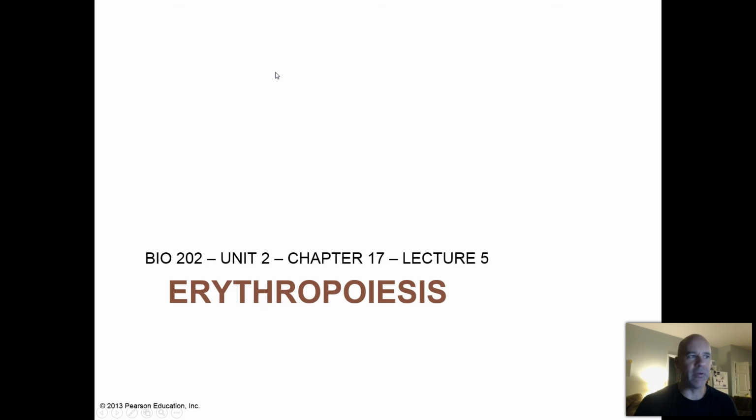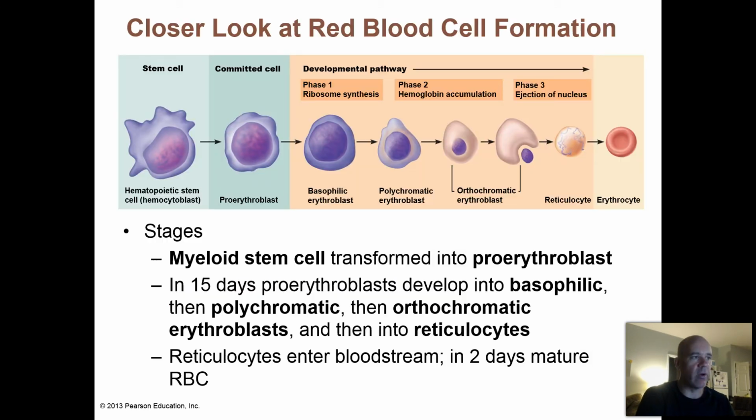We are going to talk a little bit more about red blood cell formation, and we're also going to talk about red blood cell recycling in this particular lecture as well. So red blood cell formation is called erythropoiesis as opposed to hematopoiesis, which is a more general word describing the formation of all of your different formed elements that you have in your blood. All right, so a little bit of a closer look at red blood cell formation.